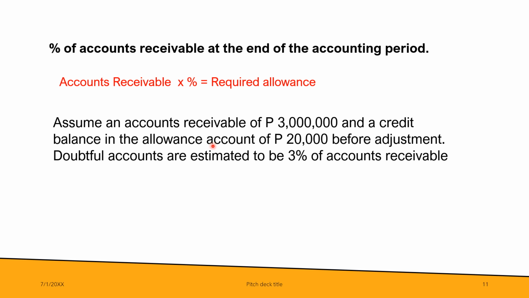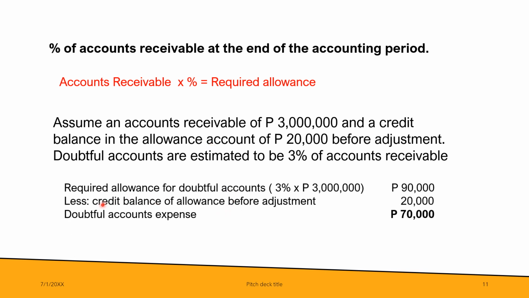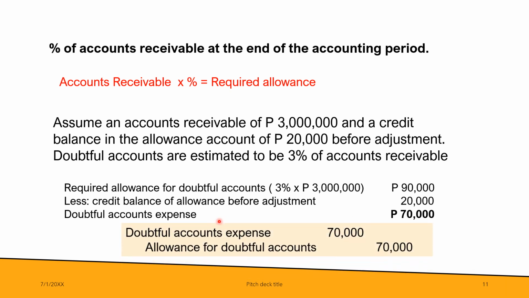The allowance account is actually a contra asset account, meaning this is a deduction from your asset account, which is accounts receivable. So we have here the computations. Required allowance for doubtful accounts, 3% of 3 million, that is 90,000, less credit balance of allowance before adjustments, 20,000. So your doubtful accounts expense will only be 70,000. The journal entry: debit doubtful accounts expense, 70,000, and credit allowance for doubtful accounts, 70,000 pesos.